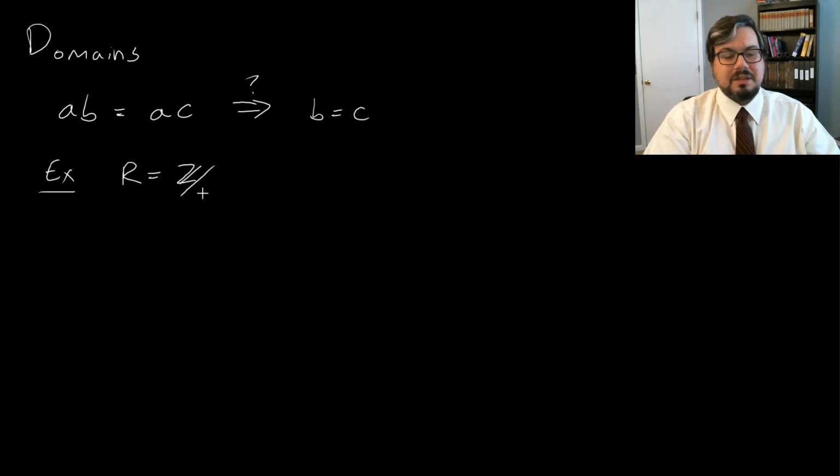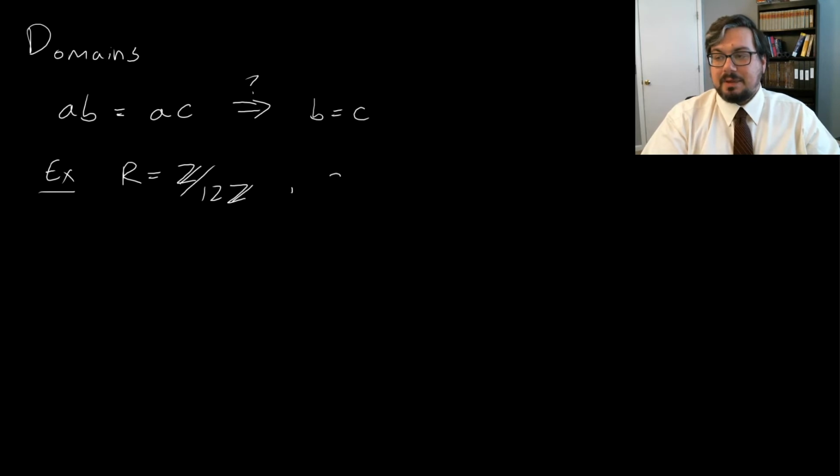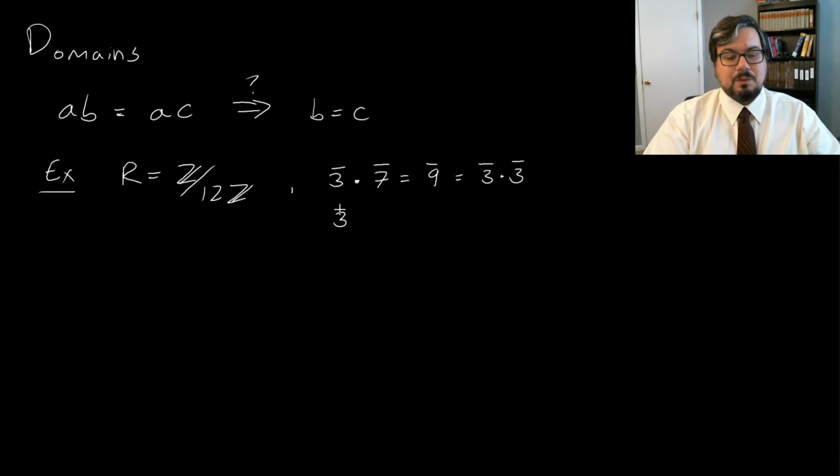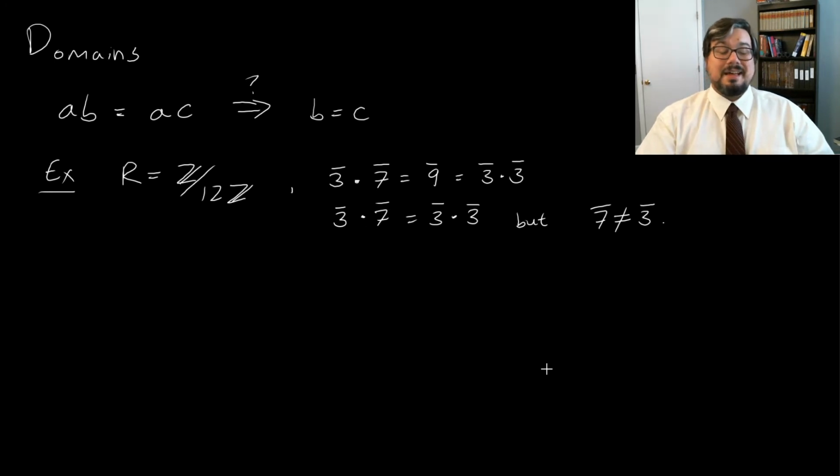If we let R be the ring Z mod 12Z with operations of addition and multiplication modulo 12, then we have that 3 bar times 7 bar is equal to 9 bar in this ring, but that's also equal to 3 bar times 3 bar. So we have that 3 bar times 7 bar equals 3 bar times 3 bar in this ring, but 7 bar does not equal 3 bar. That means that this ring does not satisfy the cancellation property for multiplication.